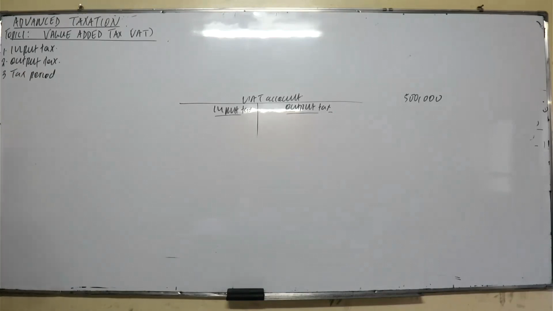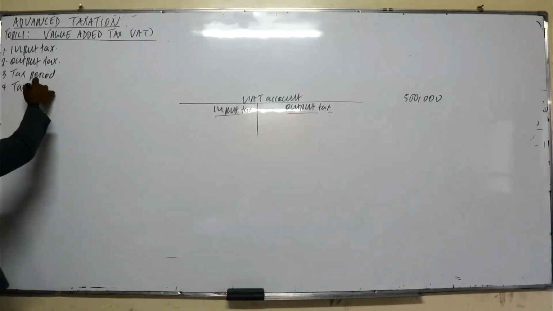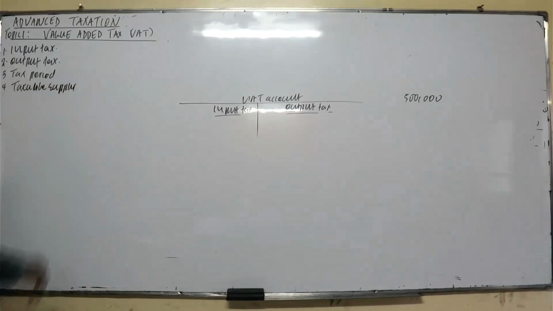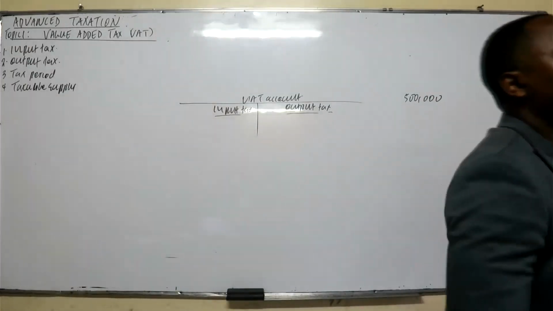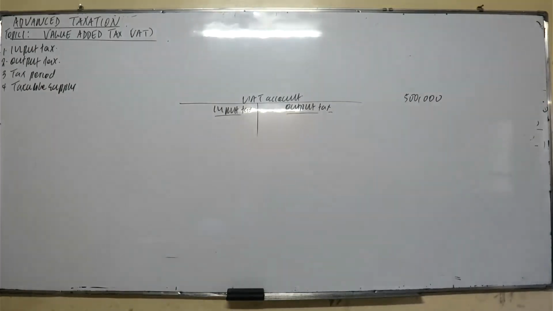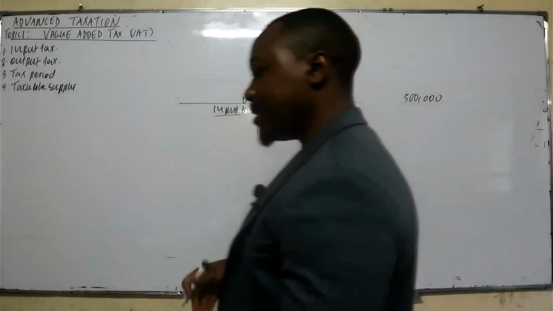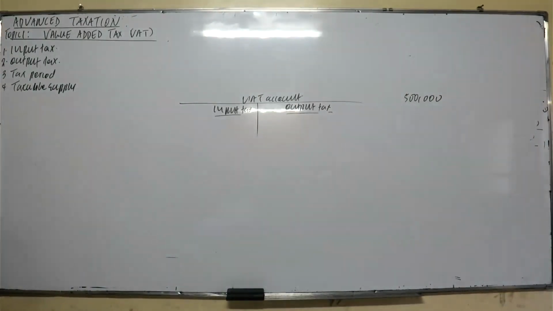Another terminology: taxable supplies. Taxable supplies are supplies other than exempt supplies, and that's the definition as per the Income Tax Act. Exempt supplies are those supplies which are not vatable. They are not subjected to what? To VAT. So the taxable supplies are supplies which are subject to what? To VAT. Correct.